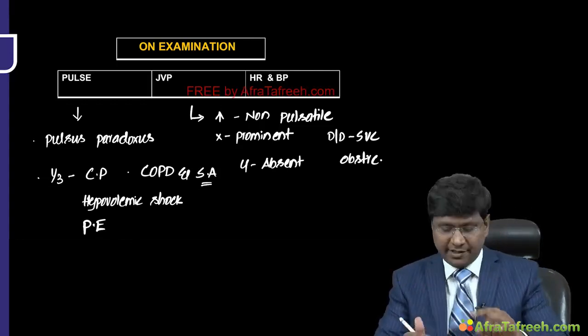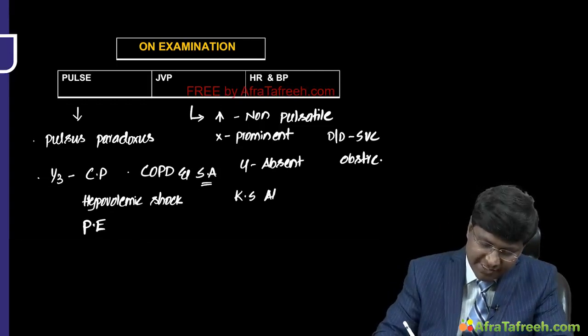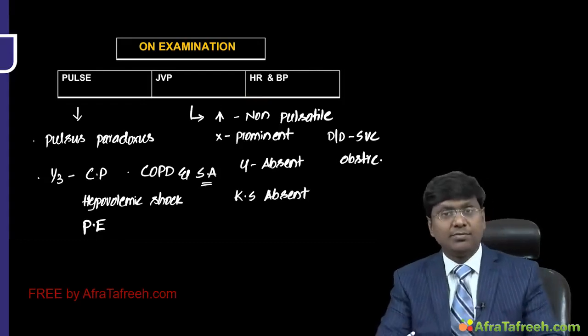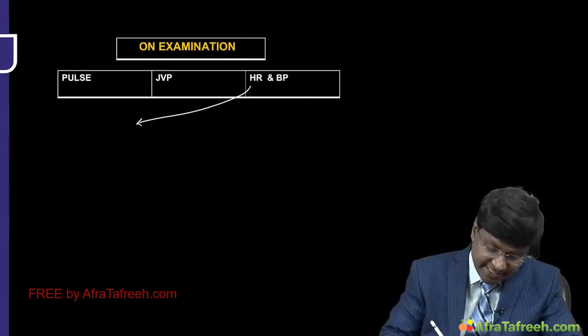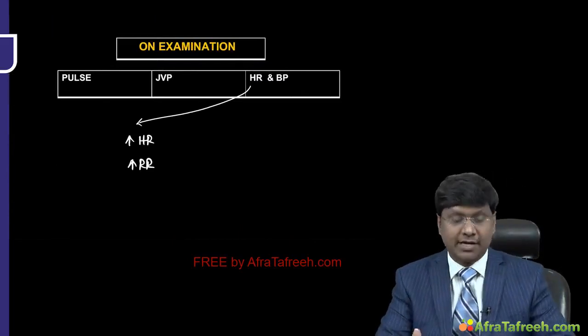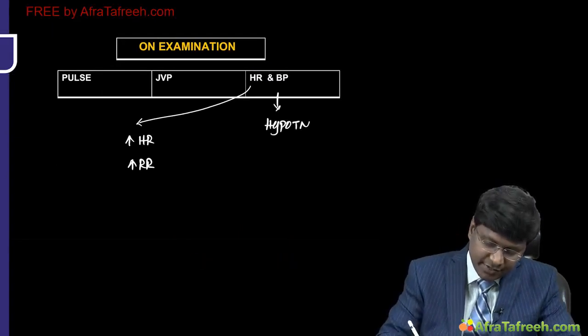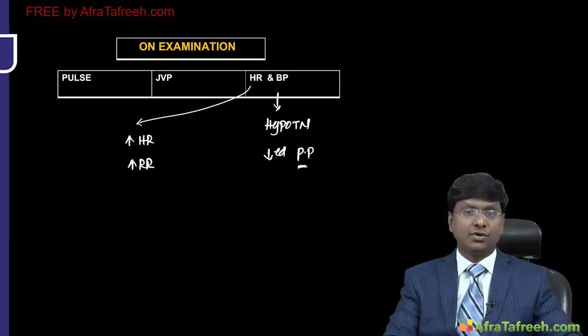Another point is that the Kussmaul sign is absent. Why is the Kussmaul sign absent? We have already discussed it in the pathophysiology, right? Then what about the heart rate and the blood pressure? There will be tachycardia, right, an increase in heart rate, and there will also be an increase in respiratory rate. And how will the blood pressure be? These patients will have hypotension with reduced pulse pressure, because the systolic blood pressure is grossly reduced, and thereby the pulse pressure is also reduced.